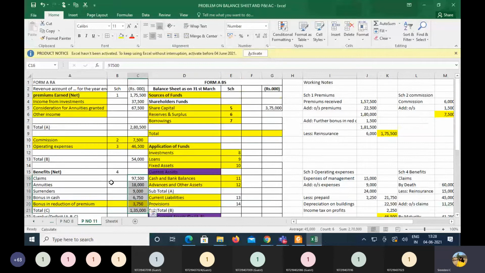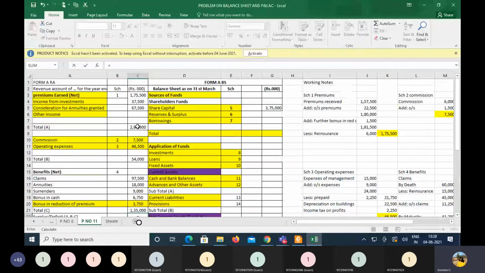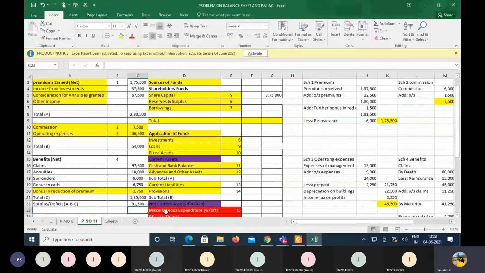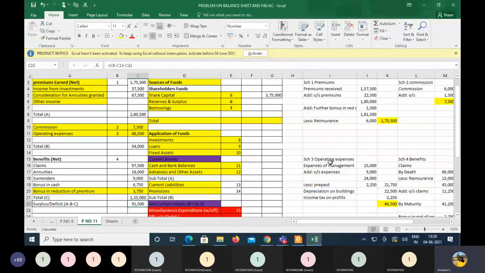Now here let us calculate the balance. I'll just try to work it out with the formula. Let's see if it works. Otherwise we may have to do equal to this minus this minus this. So it's 91,500. Let's have a look. Tallied. So the surplus over here is 91,500.